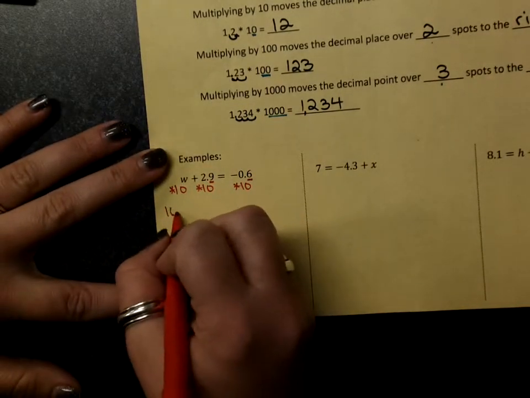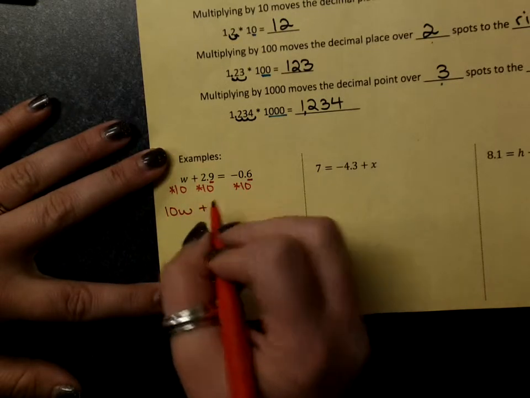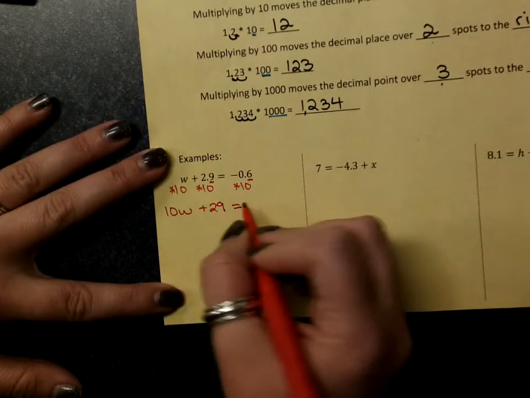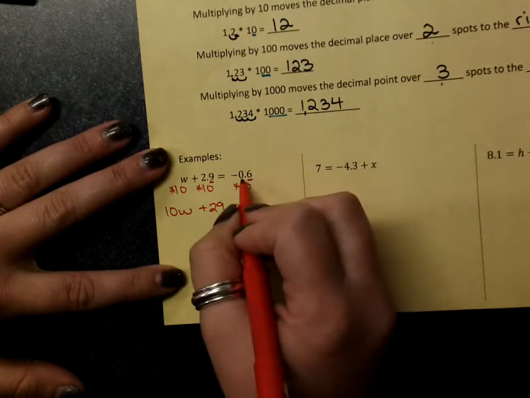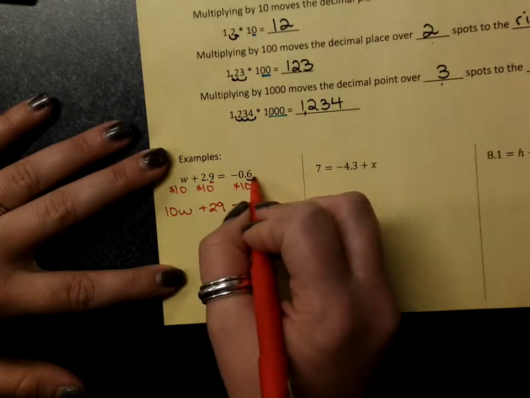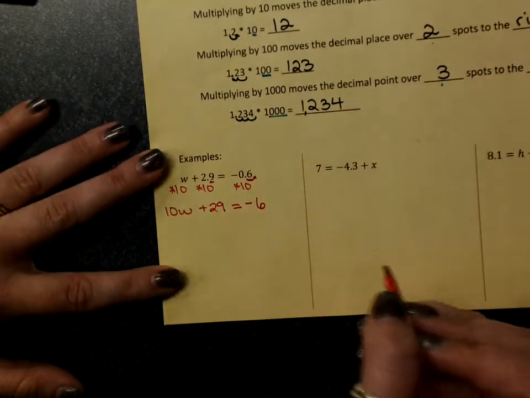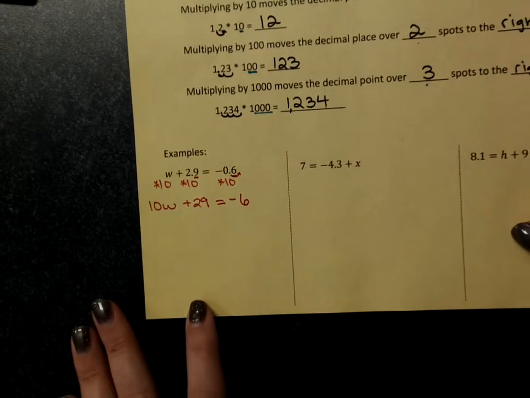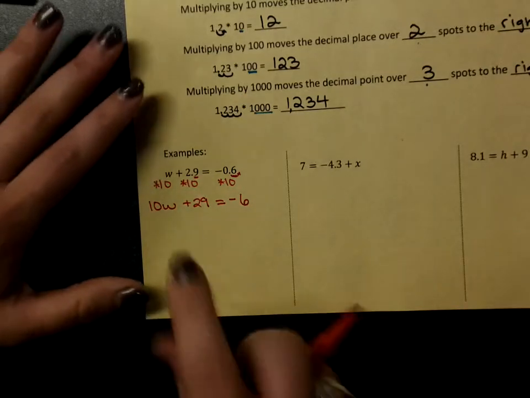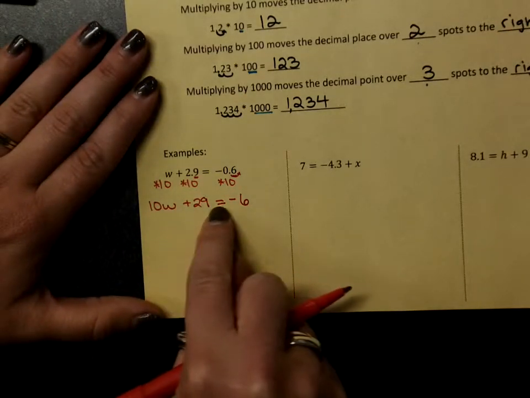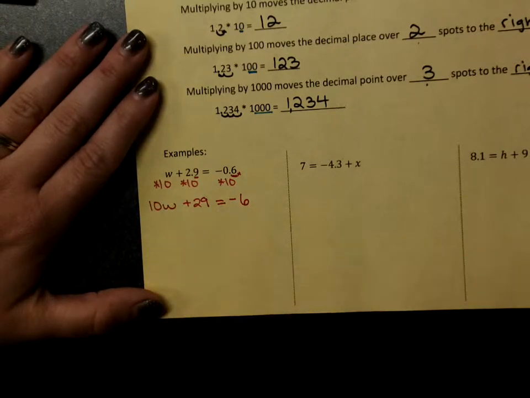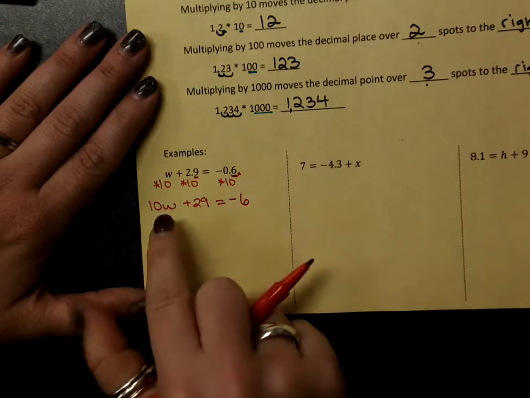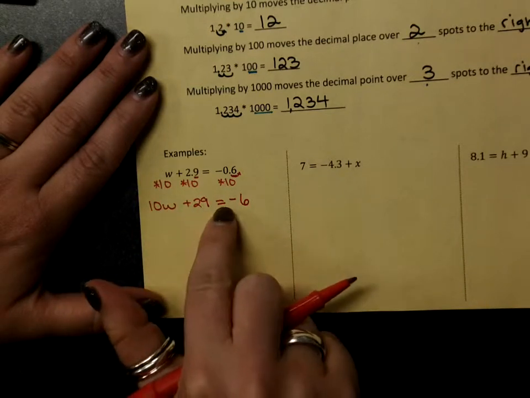That gives us 10W plus the 2.9 is going to become 29 equals, the negative is going to stay negative, the 0.6, if we move this over one time, is just going to become 6. So you have to work this very slowly and carefully and not rush through it. Now 10W plus 29 equals negative 6 is all integers, and we can now use our skills from earlier with solving with integers. So we have a variable, a constant equals a constant.